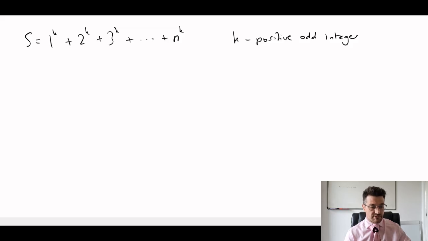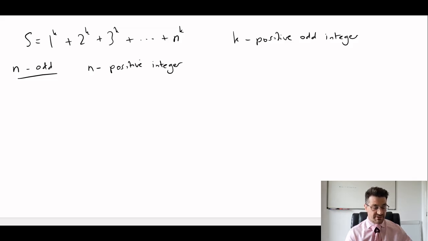Okay, so we've got to deal with two cases here. One, n is odd, and the other, n is even. Okay, so let's take them one at a time. So if n is odd, then of course n is a positive integer.